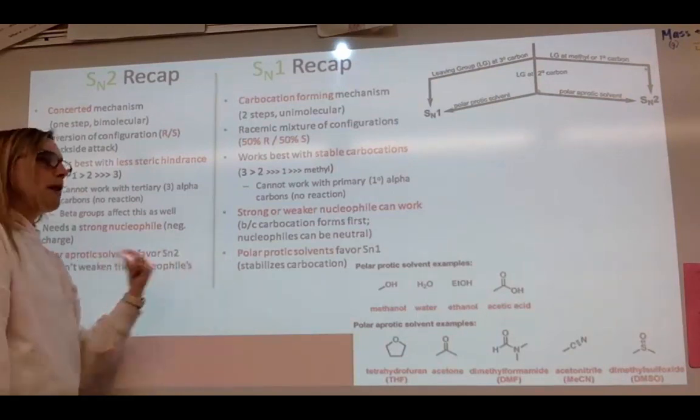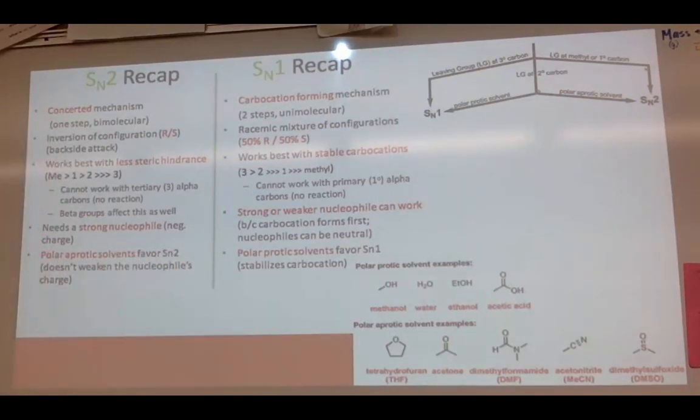Because sometimes you might see opposite solvents. You always look at the carbon first, then you look at the nucleophile, then we look at the solvent. So SN2 is all at once. Right, it happens all at the same time. Since it happens all at the same time, you need a strong nucleophile.